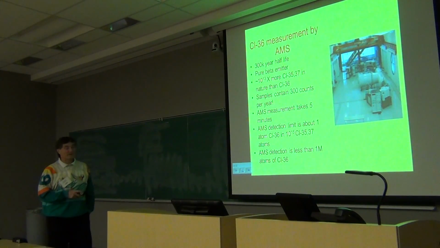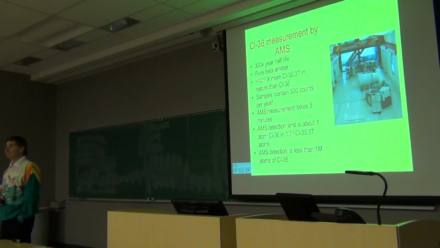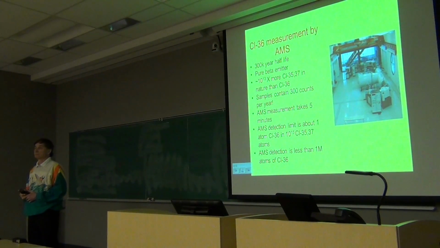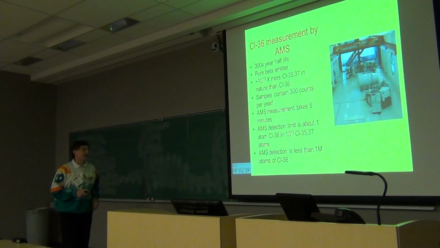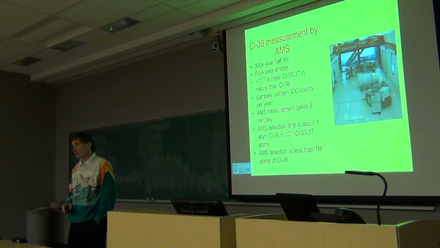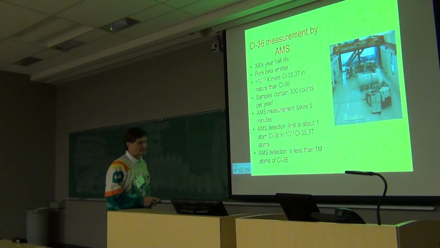On the other hand, an AMS measurement with our new system that's just been installed here in the ARC takes less than 5 minutes. So AMS wins hands down for these rare isotopes, even when there's 10 to the 15 times more stable chlorine than there is chlorine-36. Even when there's 10 to the 15 times more sulfur-36 than chlorine-36, we can still make that measurement. And we can detect about 1 atom in a ratio of 10 to the 15 atoms, and detect less than 1 million atoms of chlorine-36. So we're getting down to that point where we can explore all different parts of the periodic table, and chlorine is just one example.